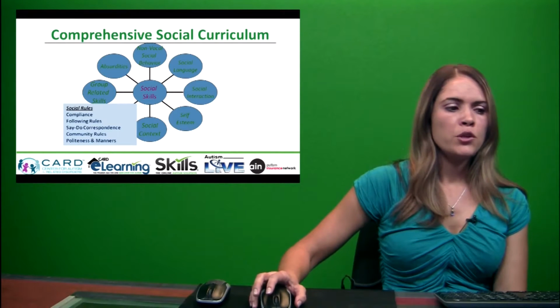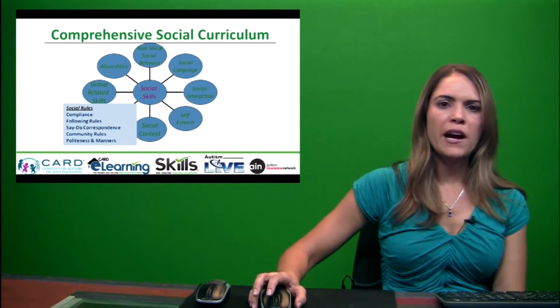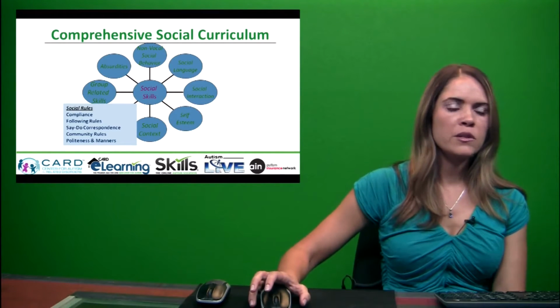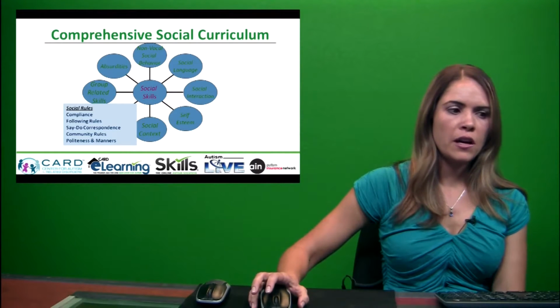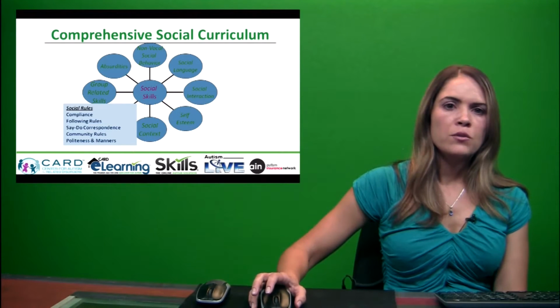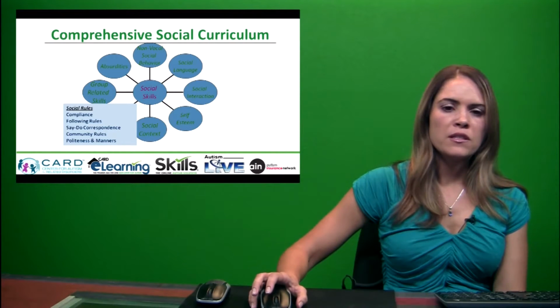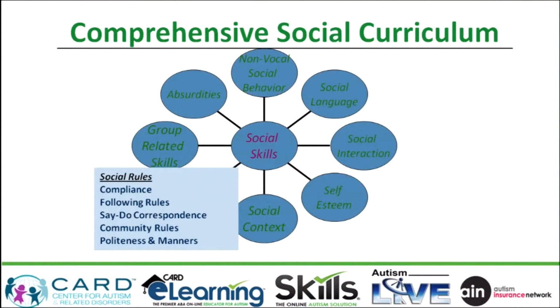Social rules is huge. There's lots of unsaid rules in society about how we're supposed to interact to be polite in the community and those kinds of things. It also involves compliance, which you can teach obviously at a very young age. But also teaching children to follow rules and to do say-do correspondence, which is essentially just doing what you say you're going to do. Once we're able to teach those kinds of things to individuals on the spectrum, it's great because rule following is something you can use later on in teaching other social skills.